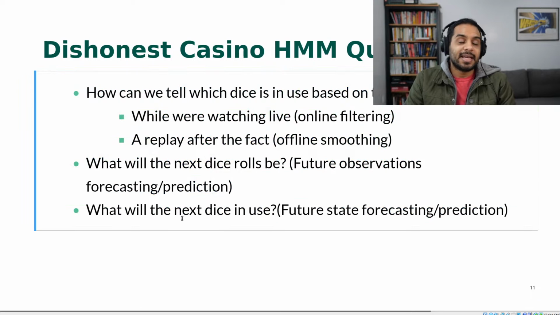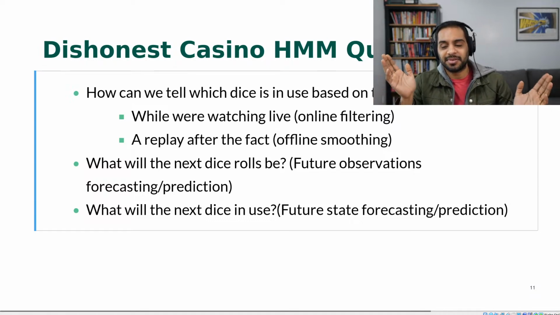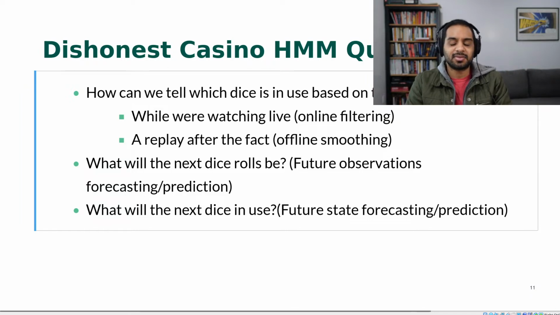So what is going to be the next dice in use? We can make estimations about the state of the world. And it's this complete bevy of options in state space models that makes them both so fascinating and so useful, because you can take one model and answer 4 or 5 different questions at the same time.